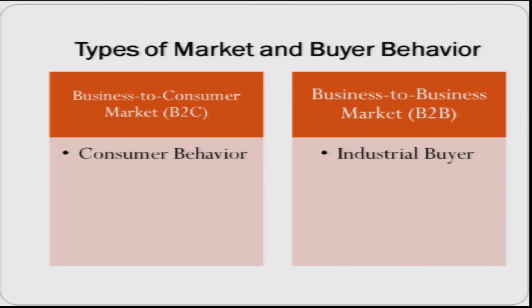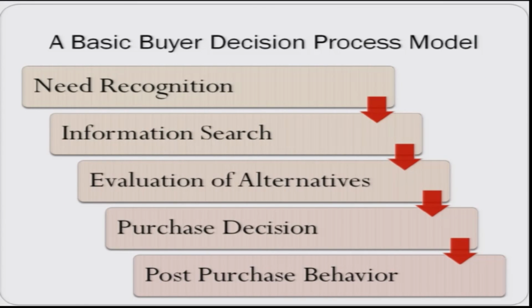So, there are 2 types of customer, consumer markets and the business market, and then we have tried to understand the buyer behavior corresponding to each type of market, that is consumer market as well as business market. So, for the consumer market, when we talk about the basic buyer decision model, it includes 5 steps: need recognition, information search, evaluation of alternatives, purchase decision and post purchase behavior.